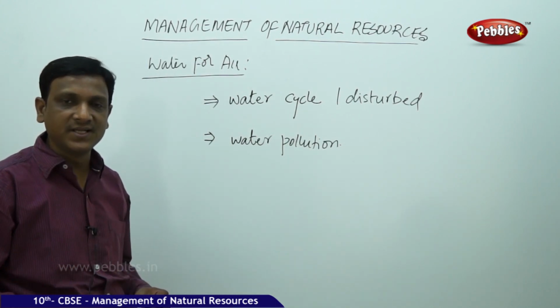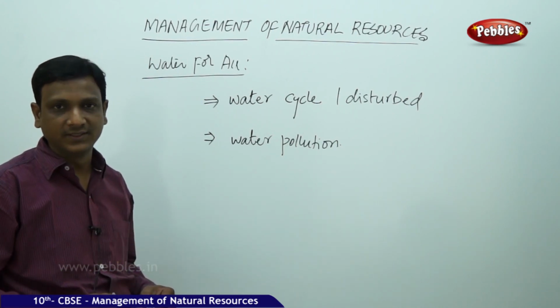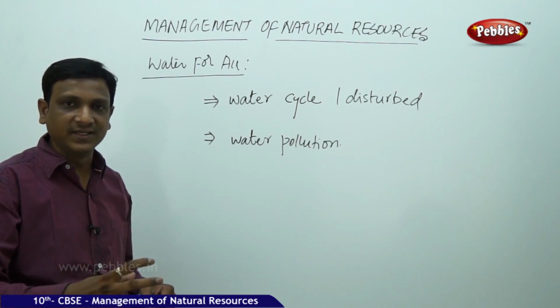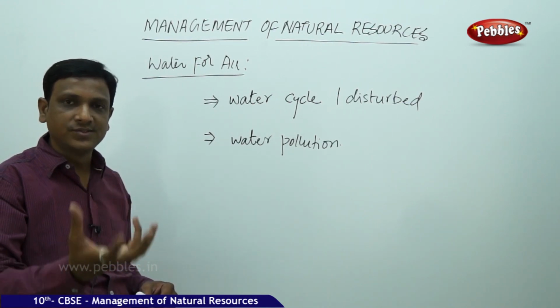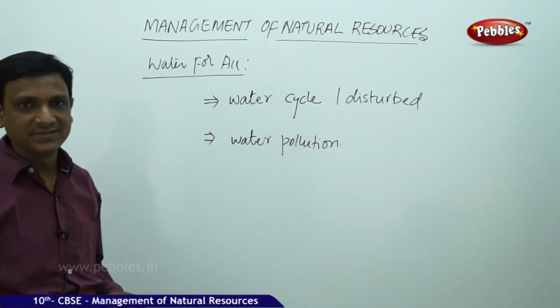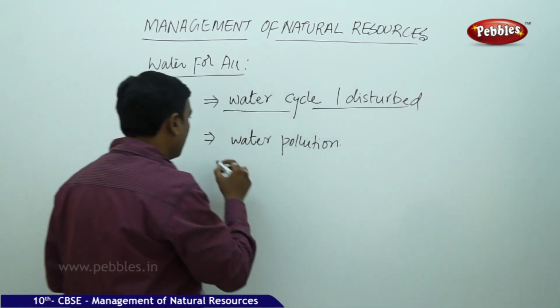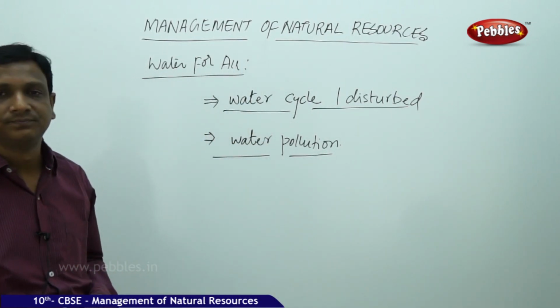And one more aspect is deforestation, cutting down the forest. Forests are the lungs of the earth. The amount of forest is decreased, the number of trees is decreased, so the transpiration rate is less. So fewer clouds are formed, and naturally less rainfall. So the water cycle is disturbed here. And the second one is water pollution. Already we discussed this water pollution.